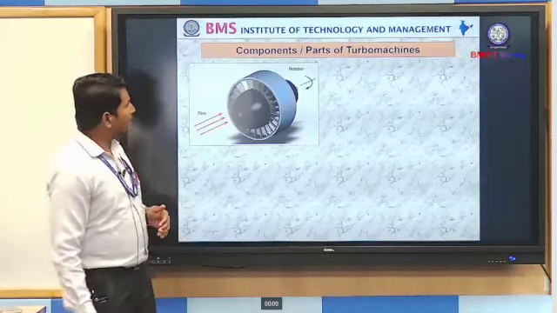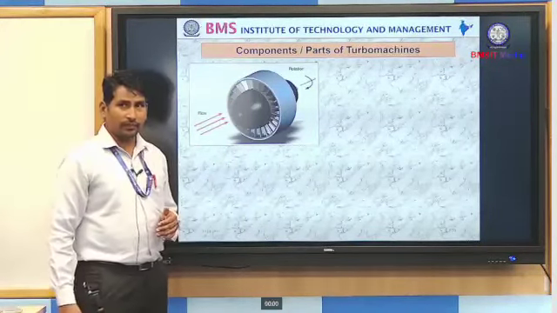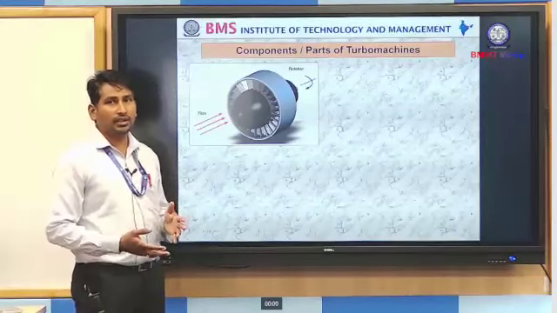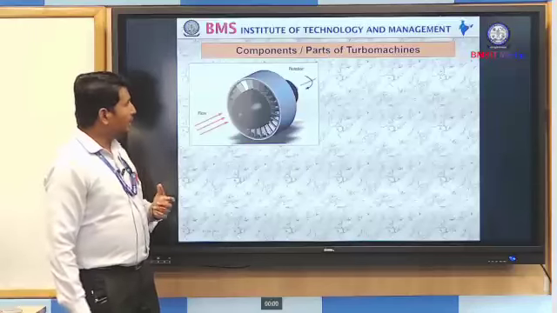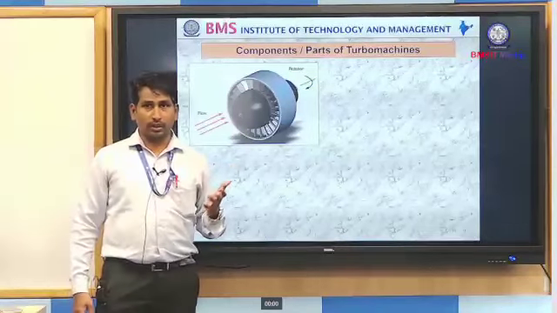Now we'll see about the components of the turbo machines. Components means different parts, important parts of the turbo machines. You can draw any example, you can take any example for the components of turbo machines.